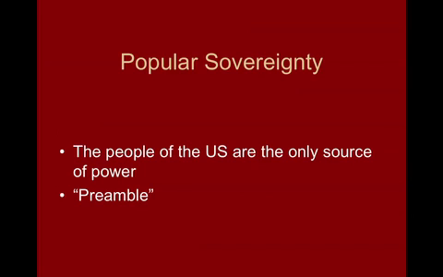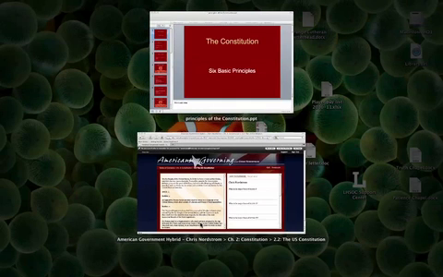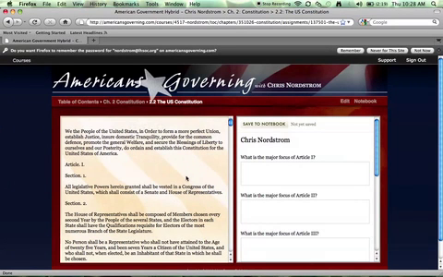The first is something called popular sovereignty. The key element here is that inside the United States, the people are the source of the power that occurs in our government. The Constitution defines it in the preamble. We're going to go to the Constitution here very quickly, and we're going to use that America's Governing page, which you guys have used. Actually, this is one of your assignments.